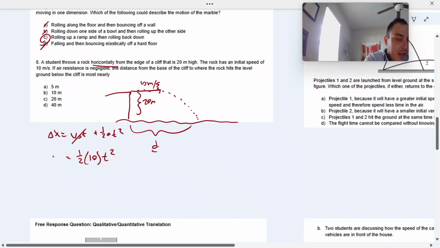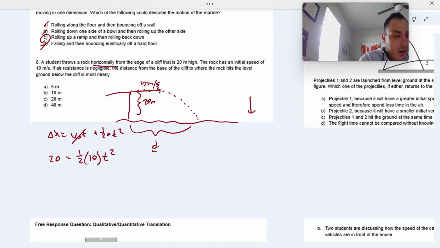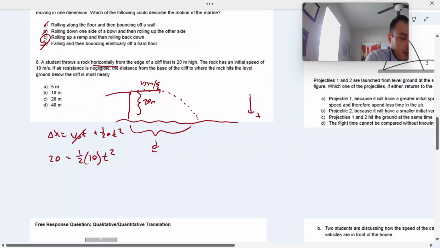and then delta y is 20. You can say -20 and -10 too, but I'm going to call this way the positive direction so that I can keep everything positive. Okay, so 0.5 times 10 is 5. 20 divided by 5 is 4. The square root of 4 is 2. We're in the air for 2 seconds.